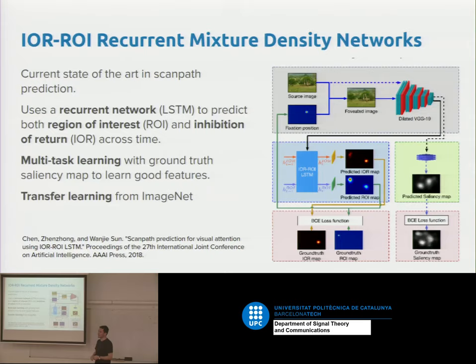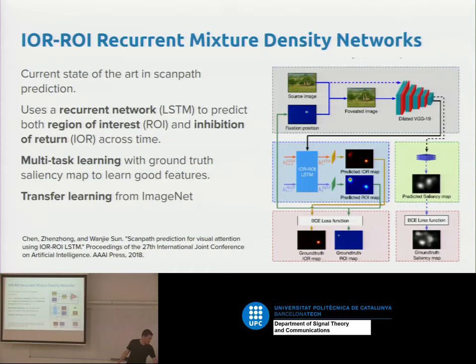Interestingly as well, they also use an auxiliary task where you predict a saliency map, because that helps to regularize things. Saliency prediction is very related to scan path prediction, so why not train on both of them at the same time and do a multitask thing? That's essentially what they're doing there. You can find more information on that in the paper.